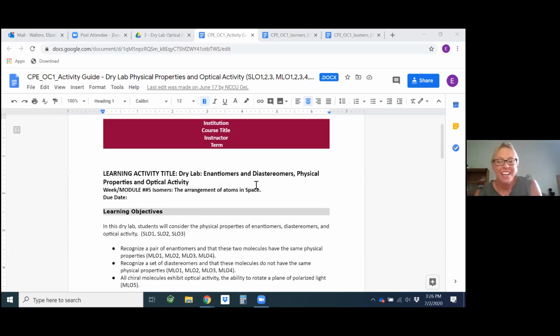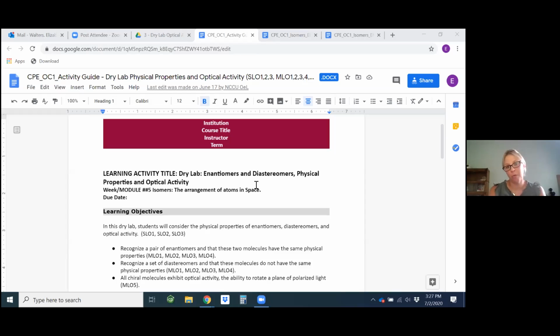Now I'm on. I wanted to talk to you today about a dry lab activity that was developed as part of the isomers module. This is the last of 4 dry labs that could be incorporated into an isomers chapter. This one is specifically about enantiomers and diastereomers, the similarities and differences in physical properties as well as optical activity.